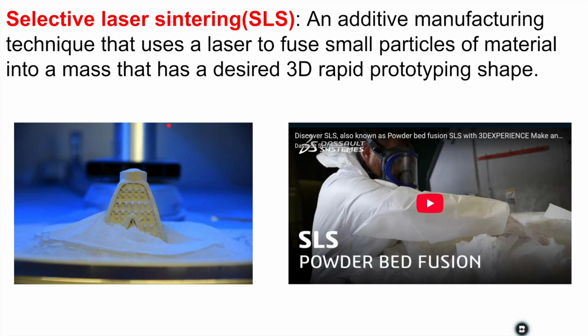Selective laser sintering is an additive manufacturing technique that uses a laser to fuse small particles of material into a mass that has a desired 3D rapid prototyping shape. Here's a couple of videos to watch and give you an understanding of what SLS is.